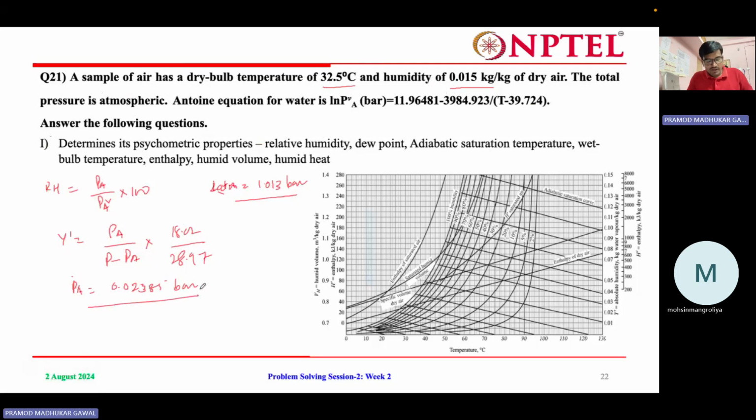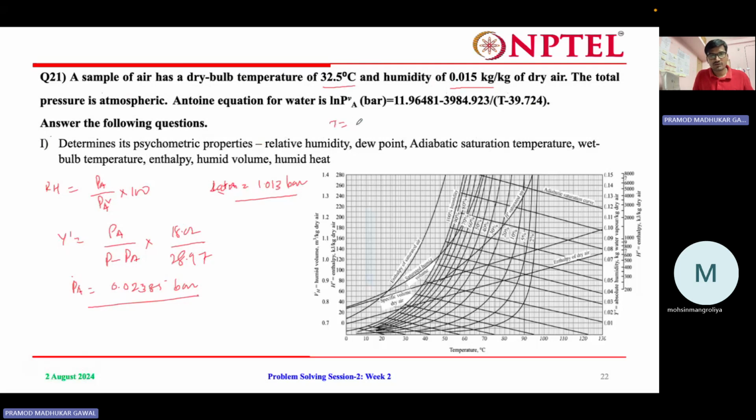Whenever you are not understanding, you can ask, right? Partial pressure. Now we need a vapor pressure to calculate the relative humidity. Here the temperature is given as 32.5 degrees Celsius. The unit of temperature in this equation is Kelvin, so first convert this temperature into Kelvin.